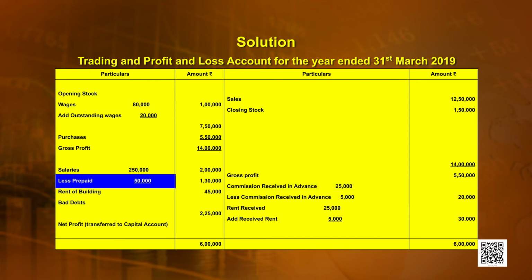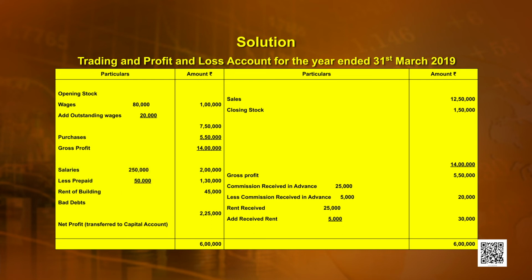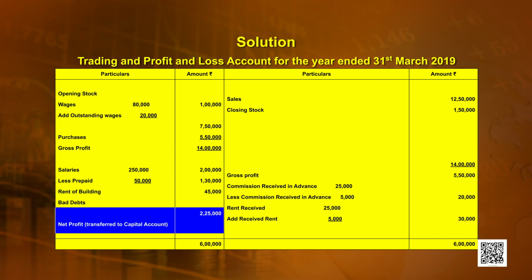Salaries paid in advance relate to the next accounting period. So, deducted from total salaries paid in the present year, rupees 2 lakh charged to profit and loss account. Credit side of profit and loss account is greater than the debit side, which results in net profit of 2,25,000, which will be transferred to capital account.